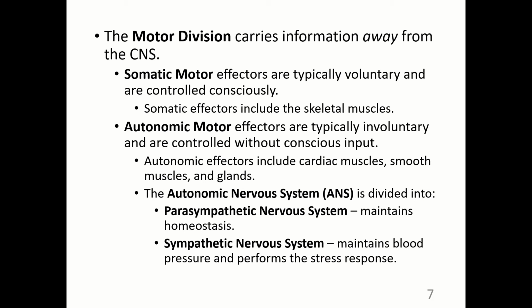The autonomic nervous system, abbreviated ANS, is divided into the parasympathetic nervous system and the sympathetic nervous system. The parasympathetic nervous system maintains homeostasis. The sympathetic nervous system maintains blood pressure and performs the stress response.